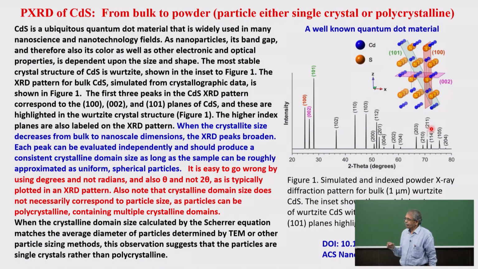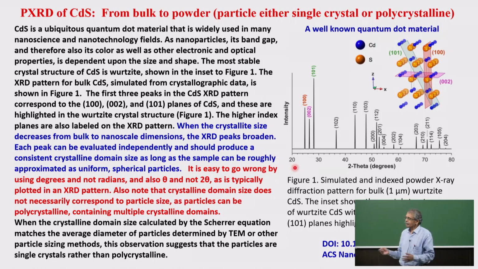But when you try to reduce the crystalline size or the crystallite size, along with the particle size of course, from bulk to nanoscale dimensions, the XRD becomes broadened. Most often, the broadening can also happen from other reasons as well. Each peak can be evaluated independently, because you have a peak, therefore you can evaluate the crystalline domain by looking at the breadth of that peak and the XRD profile. Using the XRD profile, width and intensities, you can look at the crystalline domain size.